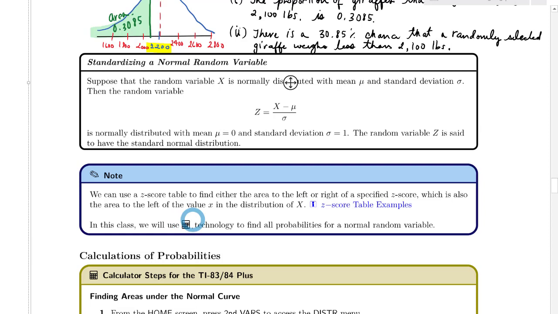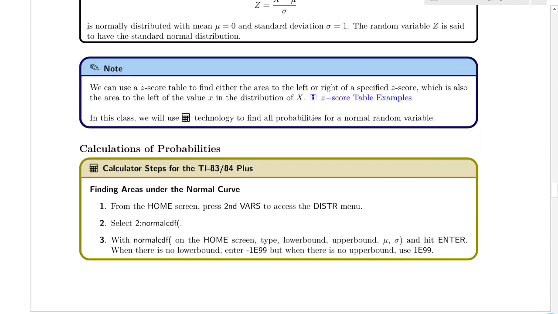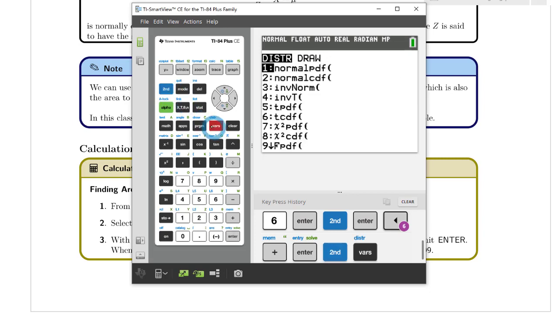And how we do that is by going to the home screen and going to second vars, distribution, and you're going to see the normal cumulative distribution function. So if you go to second vars, there is the normal probability distribution function, and this will be a cumulative. So we'll be using the normal CDF.